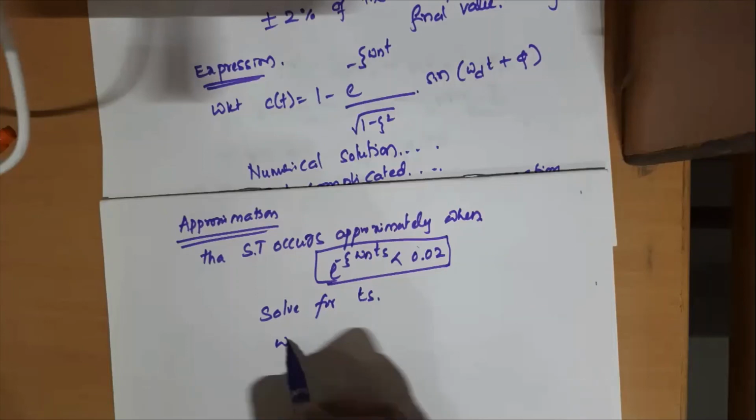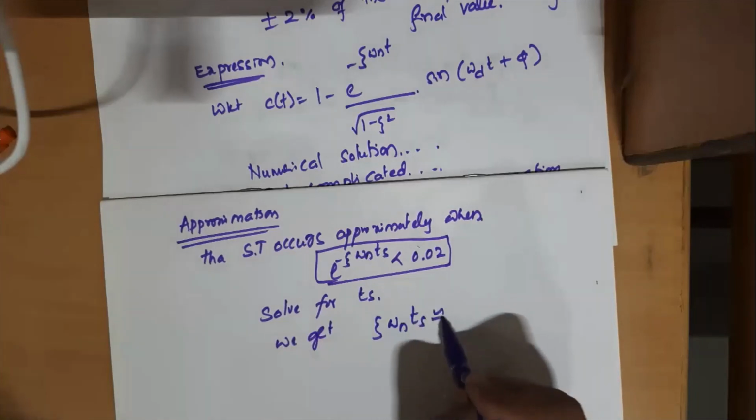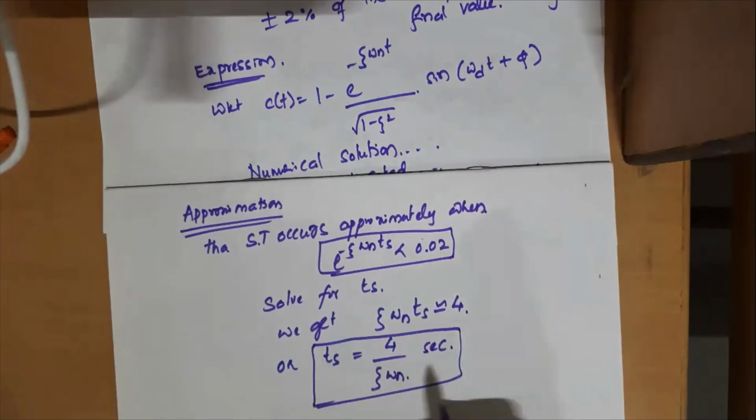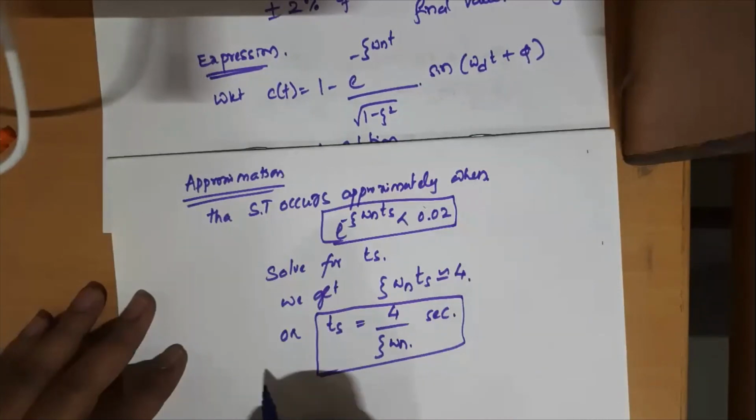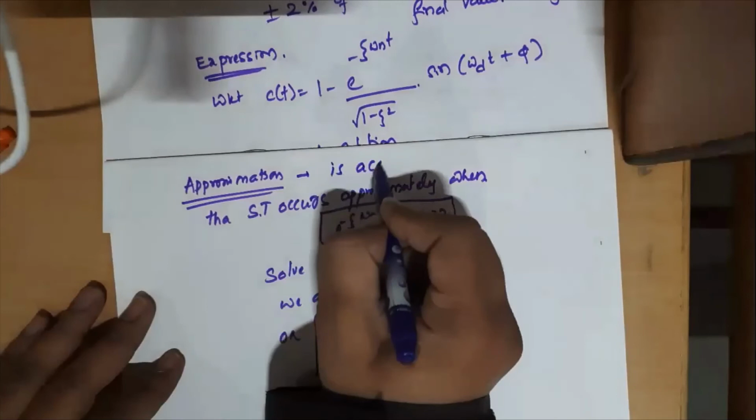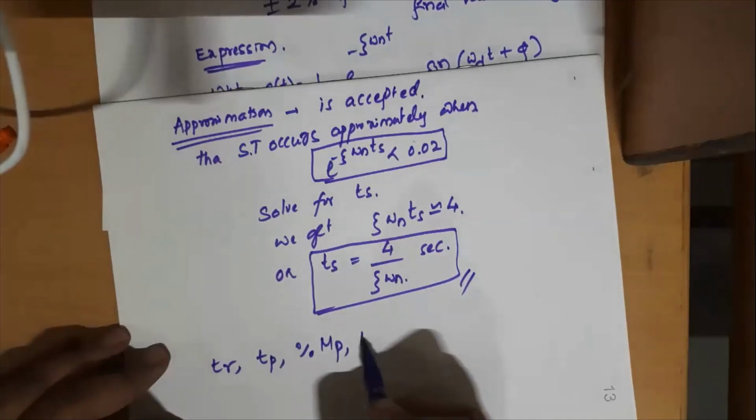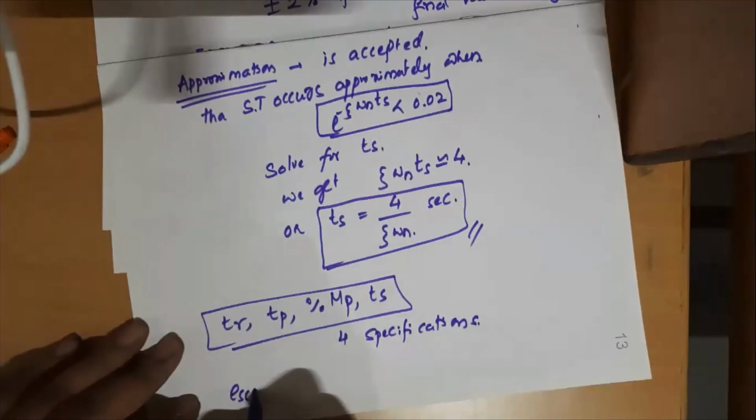I can also follow the reverse way to get the answer. Since it is out of scope, I have not derived much about this. Finally, you can simplify this expression to get Ts. This gives zeta omega n Ts equal to 4, or Ts equal to 4 by zeta omega n. This is the approximate value, which is generally accepted by all designers. This approximation is accepted for the exam also. So finally, we are done with rise time, peak time, percentage peak overshoot, and settling time.